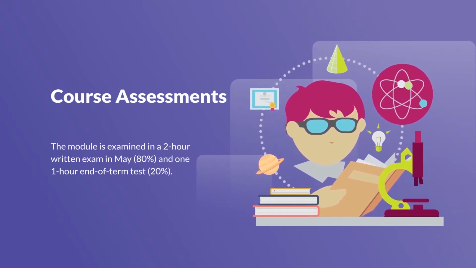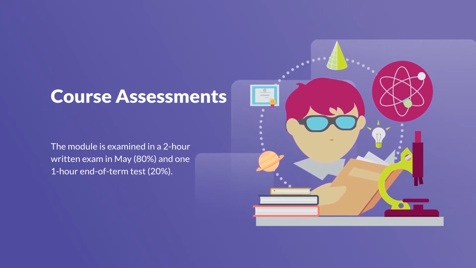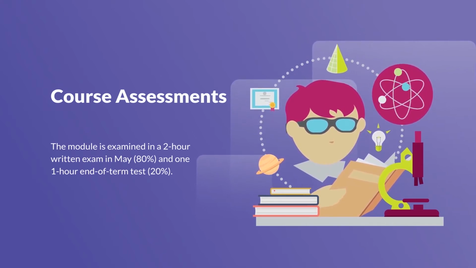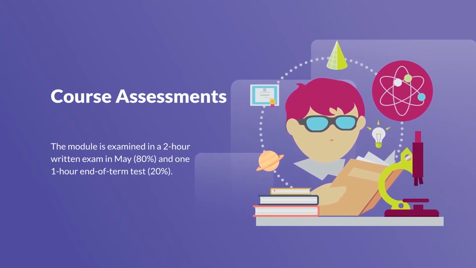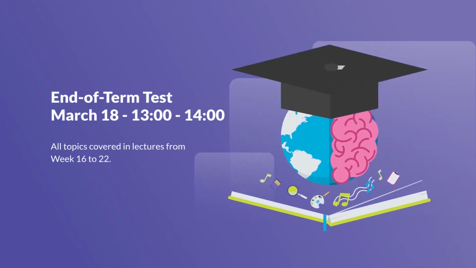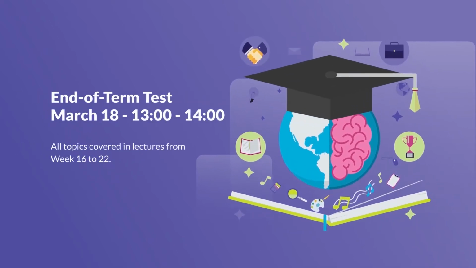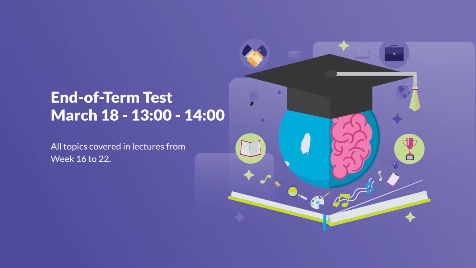I'm going to prepare two different types of exam to mark your performance. The first one is the end of term test, which, as the name suggests, will be at the end of this term. And the second one is the final exam, which is going to be in May. While the end of term test accounts for 20% of your final mark, the final exam in May will have 80% weight on the overall score.